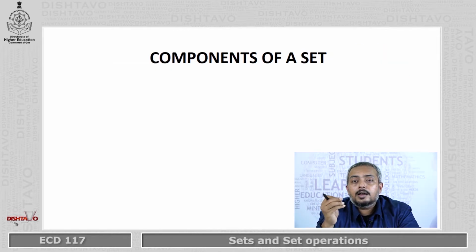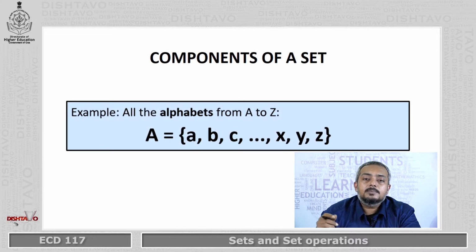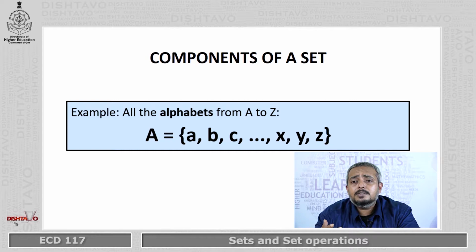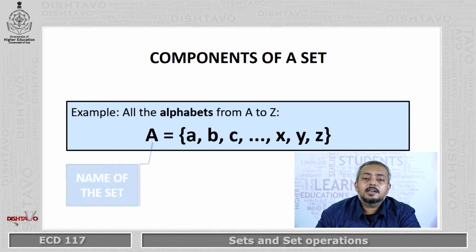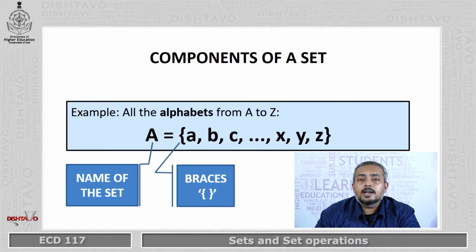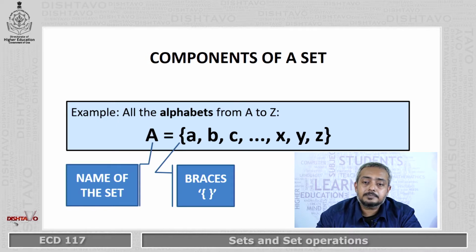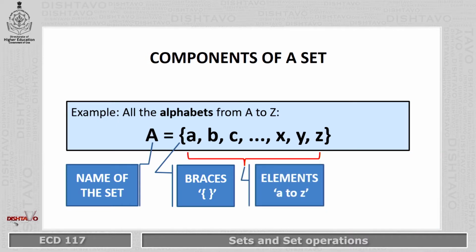So, let us now look at what the components of a set are. Let us take the same example, all the alphabets from A to Z. In this example, we can see that A is the name of the set, usually denoted with capital letters. These curly brackets that you can see are braces, and these tell us that those are the elements which are contained in this particular set. We have elements from A to Z.